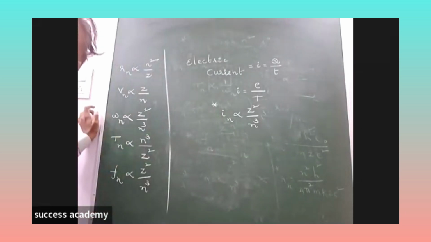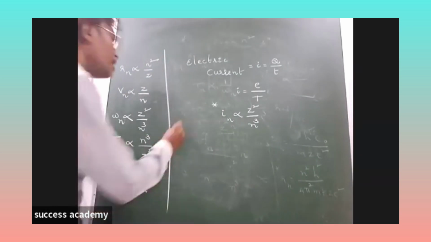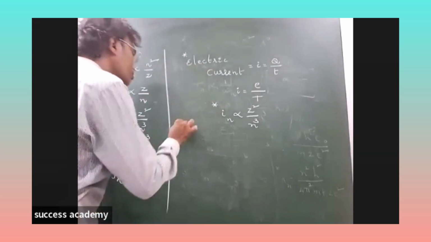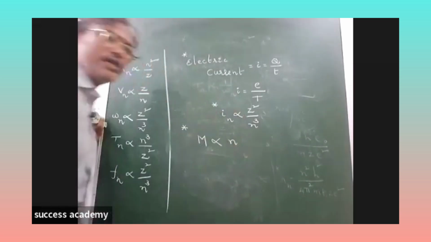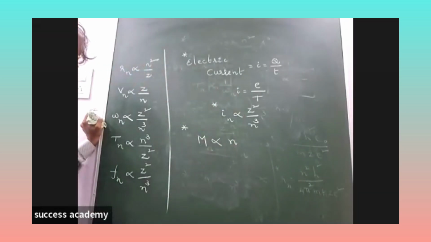Now, next we are calculating the magnetic moment. Magnetic moment of the revolving electron. Okay, so here I'm taking the concept as, right away, M proportional to n. The magnetic moment is directly proportional to the number of the orbit. As the number of the orbit increases, the magnetic moment also increases.